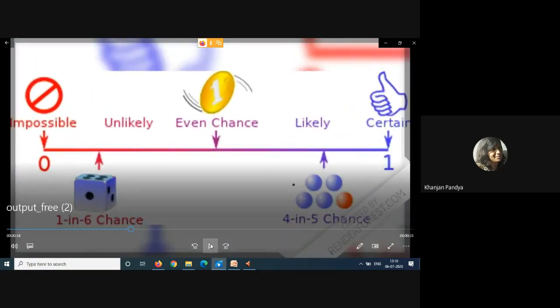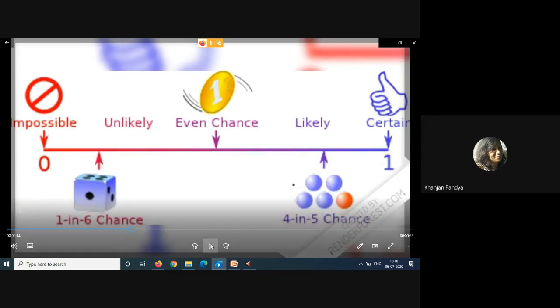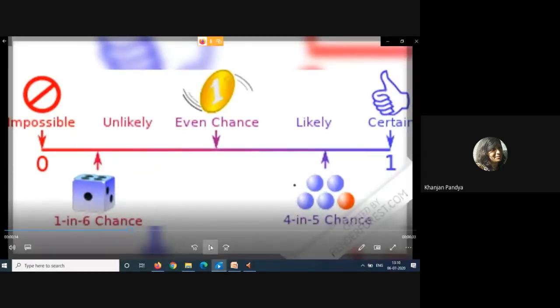Now this is 0 and 1. Probability cannot be less than 0 or more than 1. 0 is an impossible event. If something is not happening, then the probability of that thing is 0. And if something certainly happens, then its probability is 1. In between 0 and 1 we are playing. All our games are in between 0 and 1. At half, that means at even chance, we have 1 by 2. That means if we are tossing a coin, then total events are 1 and 2.